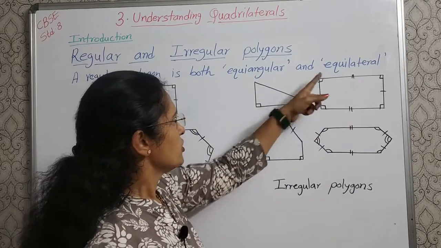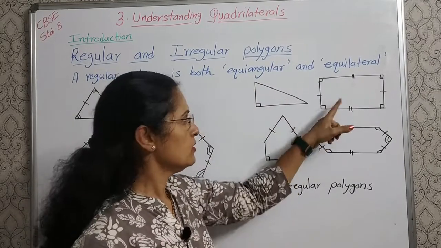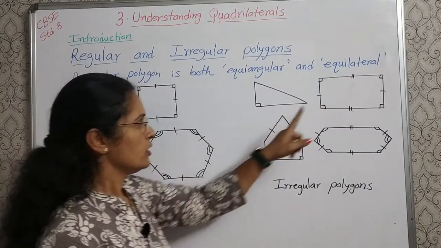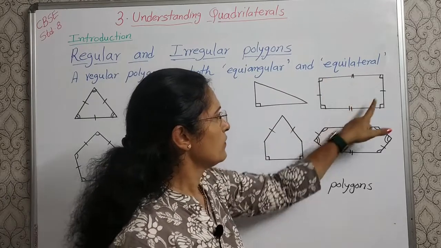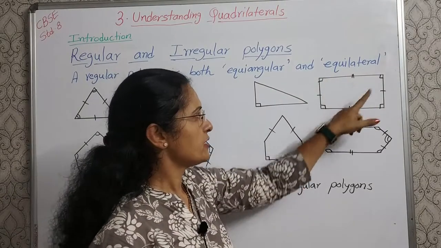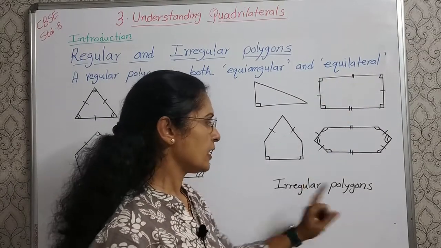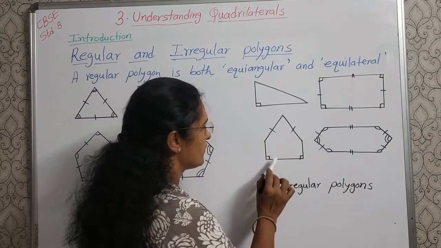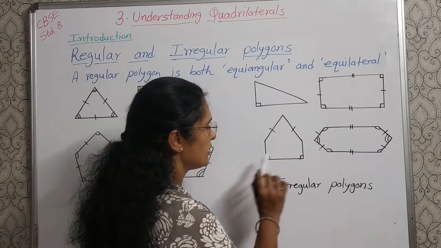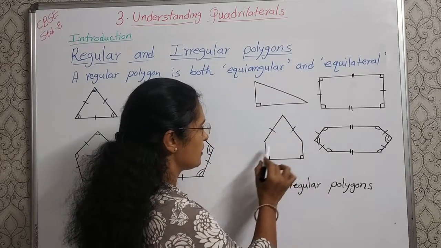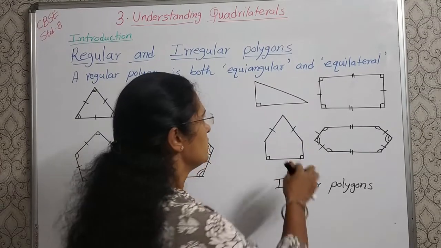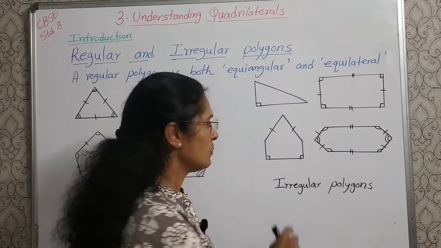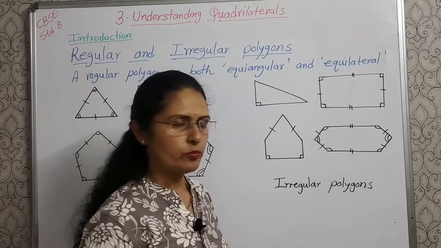So both conditions should be satisfied for a figure to be a regular polygon. Here only one condition is satisfied, angles equal but sides not equal, therefore this is an irregular polygon. Now in this figure all angles are not the same, only these two are 90 degrees each, and these two sides are the same but these three sides are different, therefore this is not equiangular and not equilateral, therefore this is also an irregular polygon.